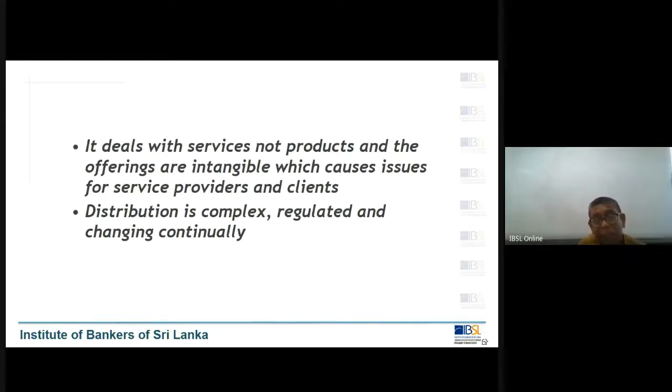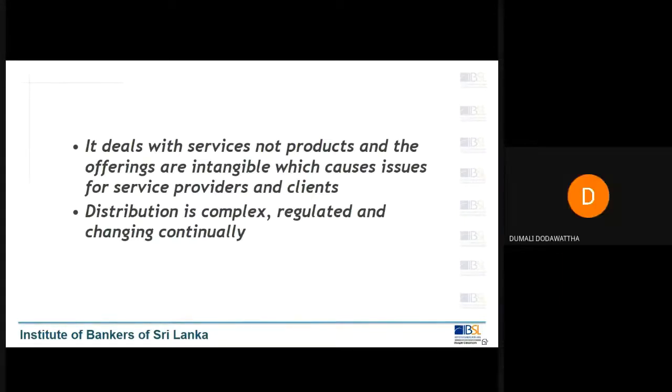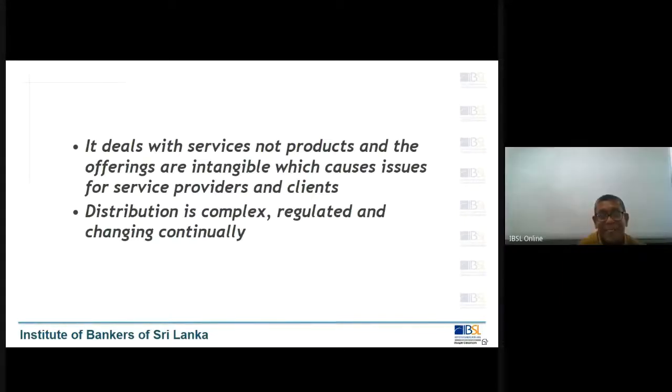Now, how many finance companies in Sri Lanka? Can anybody tell me? 39. 39, exactly. Very good. So how do you get to know all these things? Good. What are the 3 finance companies that have not operated since last year or this year?